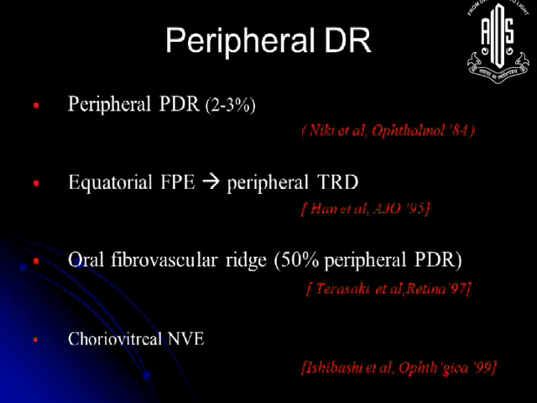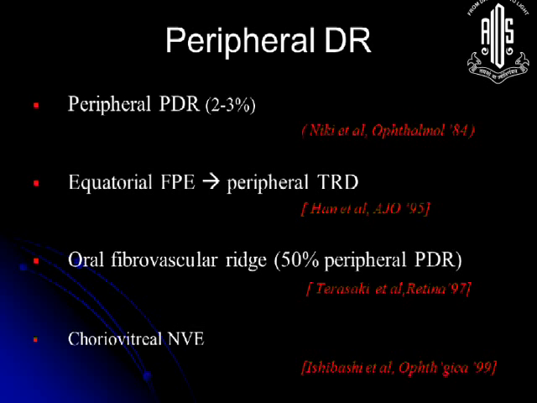Very often we should tend to look beyond, especially if it's a chronic diabetic. So Nikki et al. showed that this was there in 2 to 3% of cases. Equatorial fibrovascular proliferation, moving on to peripheral tractional detachments. Most of the tractional detachments are either macular or just extramacular in diabetes, but you can have peripheral tractional detachments also, as was documented by Han et al.